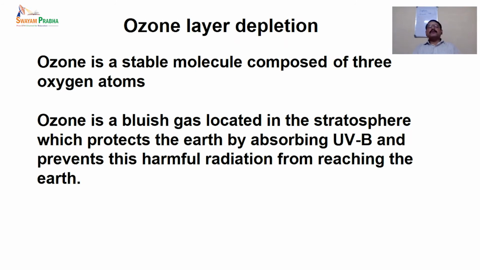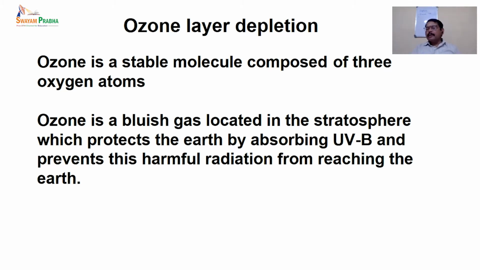Now coming to ozone layer depletion. Ozone is a layer found in the stratospheric region. Ozone is a stable molecule composed of three oxygen atoms. It is a bluish gas located in the stratosphere. It can absorb ultraviolet radiation and protects the earth. If ultraviolet radiation falls on the Earth's surface, it can induce cancer in living organisms. So that is again a point to be noted.